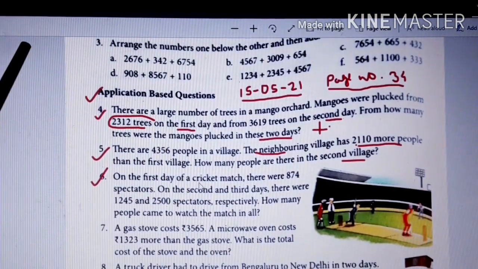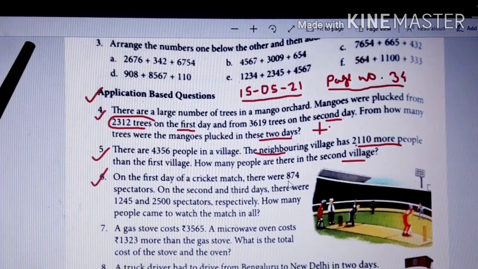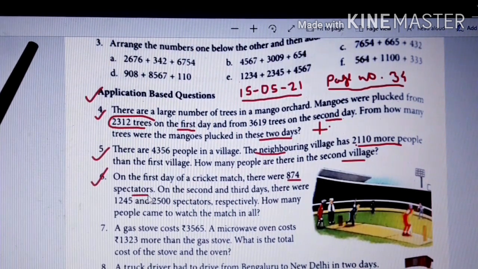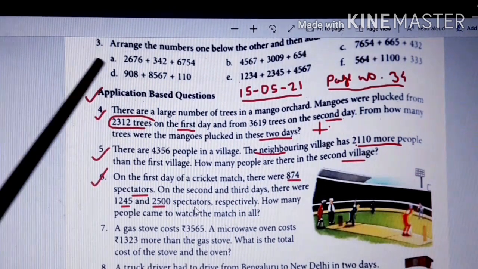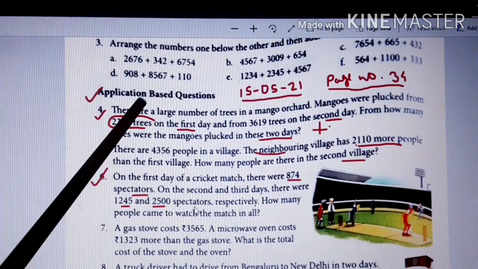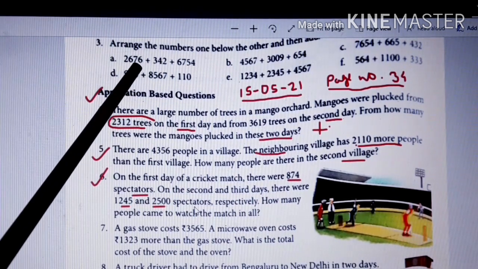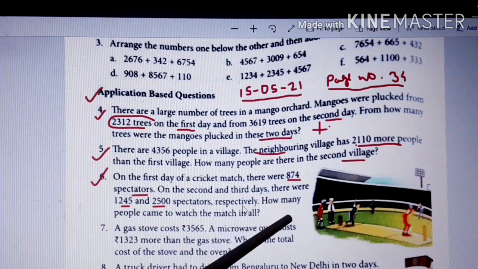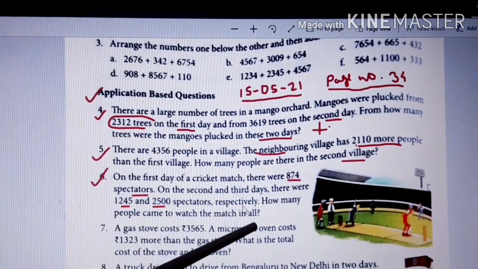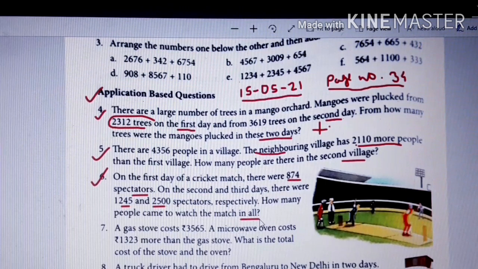On the first day of a cricket match, there were 874 spectators. On the second and third days, there were 1,245 and 2,500 spectators. Now, spectators are the people who go to watch cricket. Respectively, how many people came to watch the match in all? So, the word in all is here. So, what you are going to do? You are going to add all the spectators.